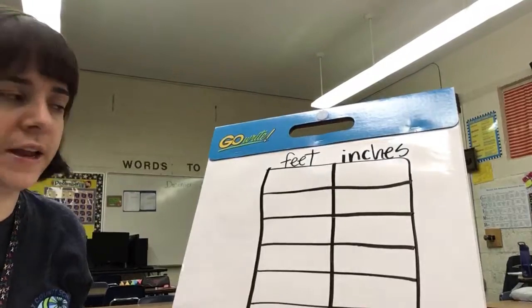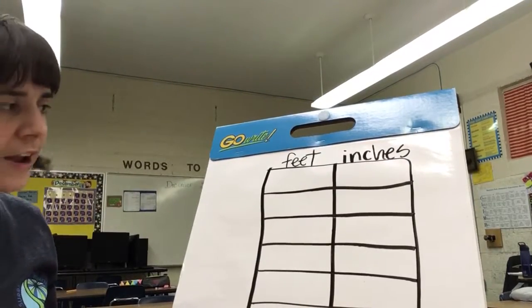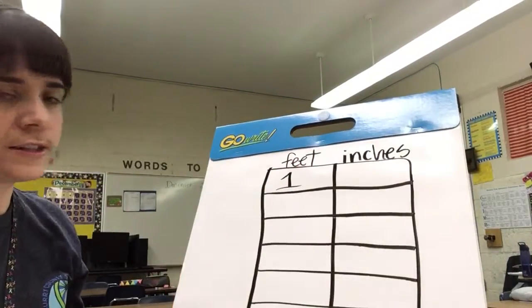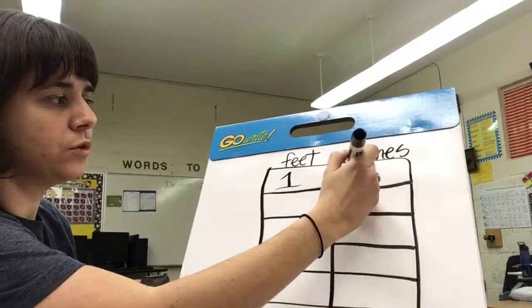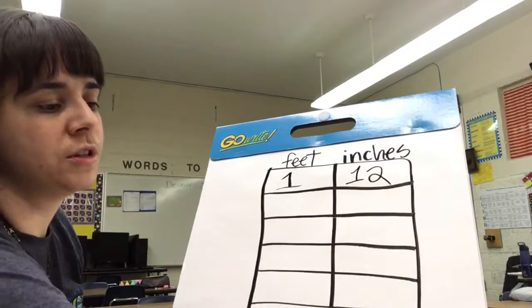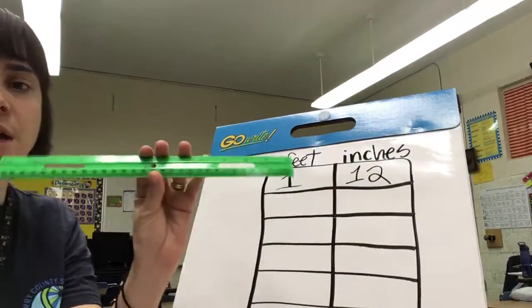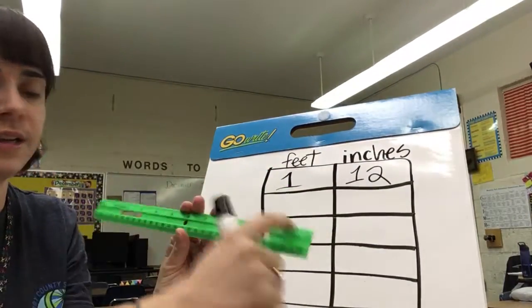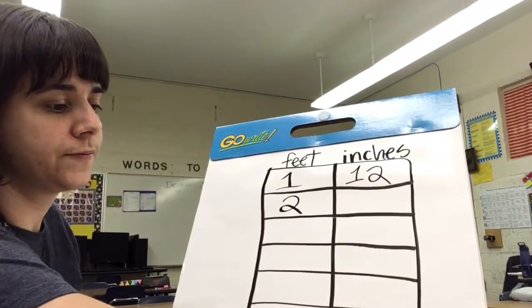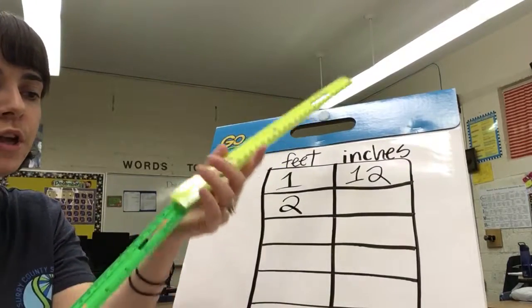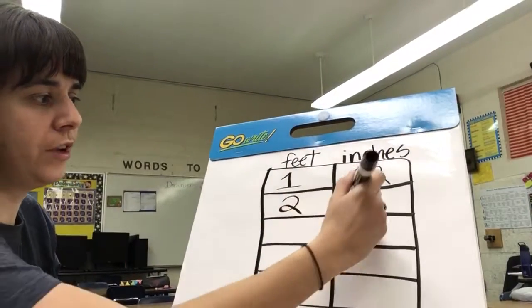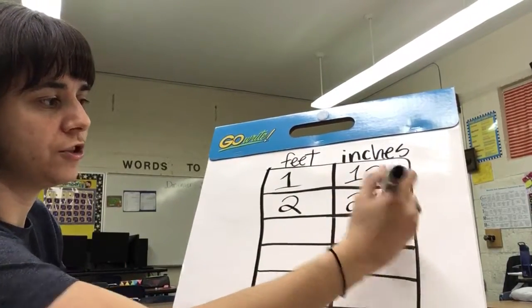If you need to pause the video and catch up, you can do that. So on the left, I'm going to start out with 1 foot, and as you know, that equals 12 inches. If I have a ruler, as you used on Friday when we measured objects around the room, a ruler is 1 foot. It also contains 12 inches. So if I have 2 feet or 2 rulers, I would essentially have 12 plus 12, or 24 inches. So for 2 feet, that equals 24 inches.